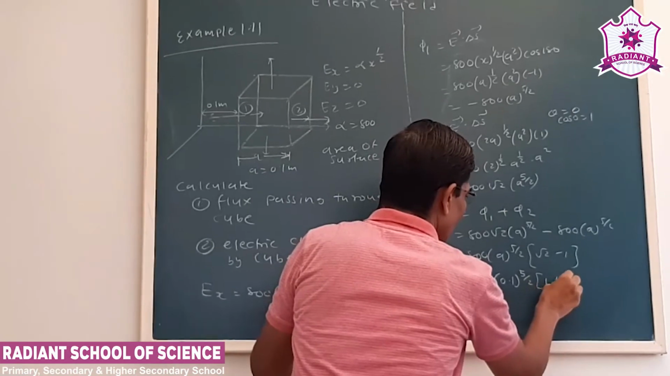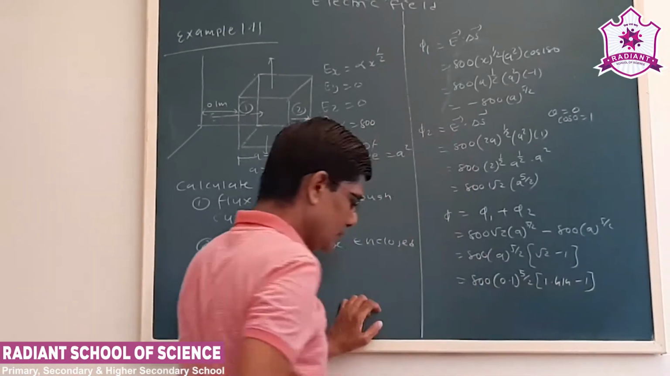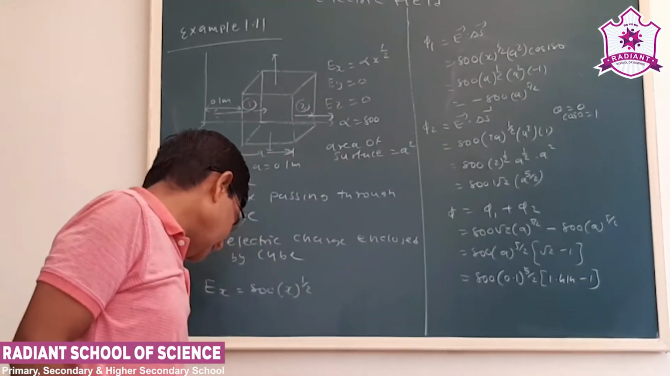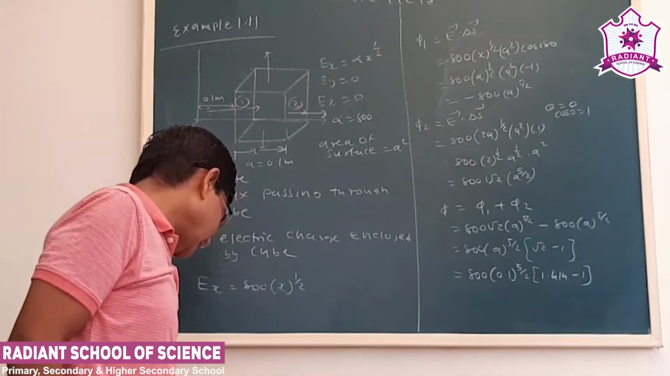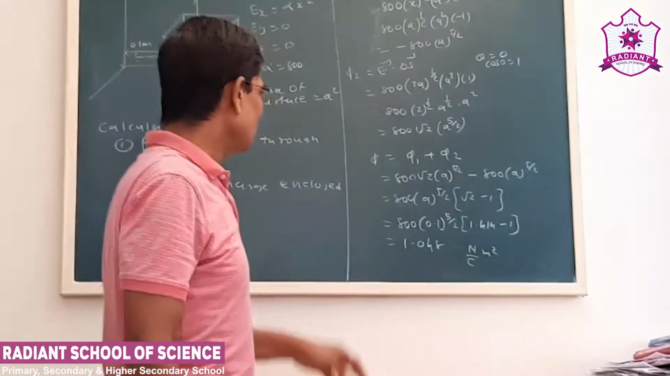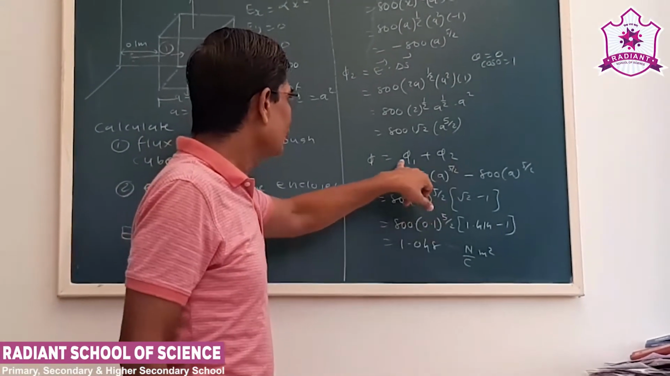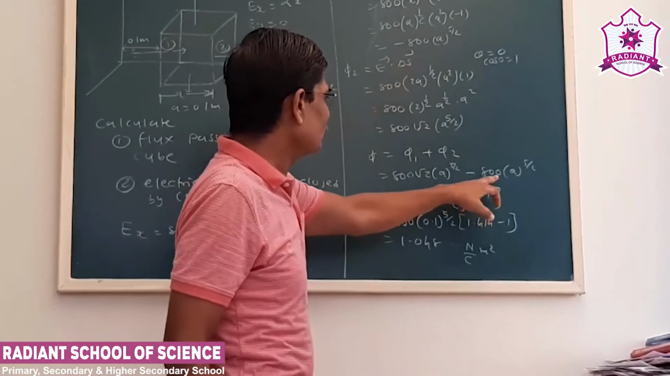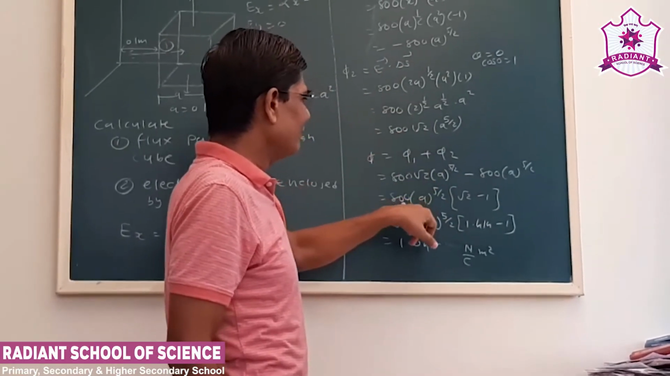Root 2 is 1.414 minus 1. Now if we simplify, we will get the answer, that is 1.01. Now see, the total flux is phi1 plus phi2. Phi1 is minus 800 a raised to 5 by 2. Phi2 is the larger value, that's why we are writing it here.